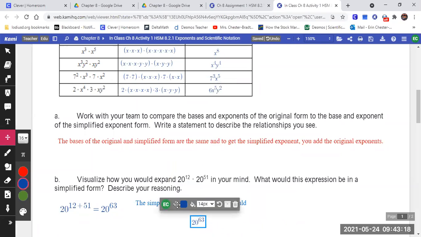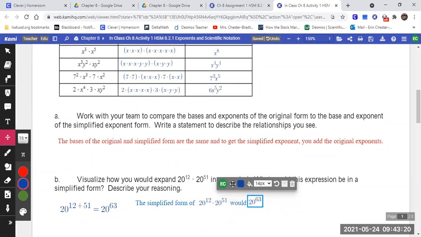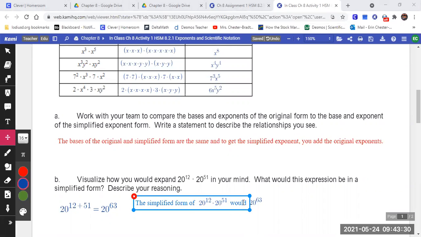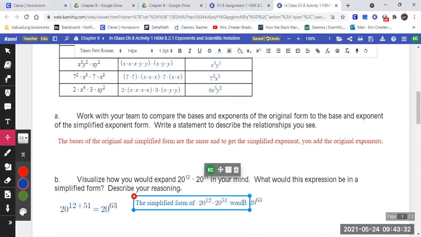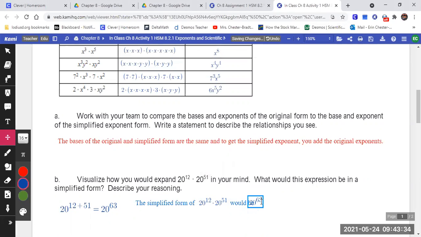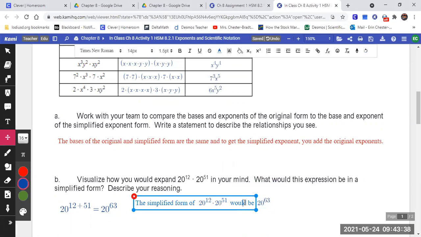And we're going to slide him in there. Why do we know it's 20 to the 63? What did we do? Explain our reasoning. I got to move that 20 to the 63 over, so I forgot the word B. What did we do?